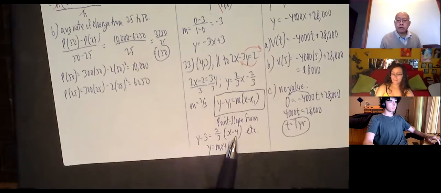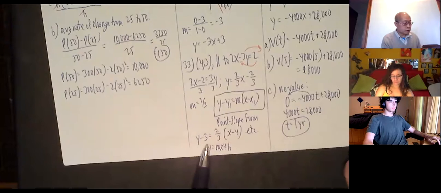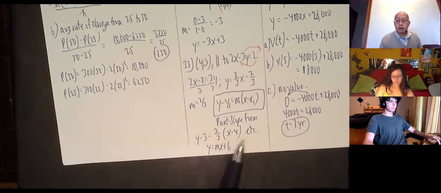So 4 goes here, 3 goes here. The slope was 2/3, so put 2/3 here. Okay, and I say etc. Stop from there. You can finish the rest of it.